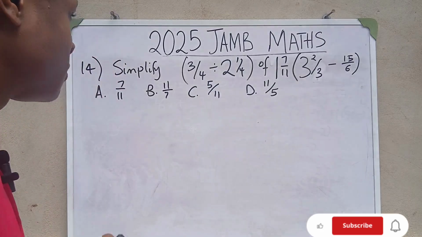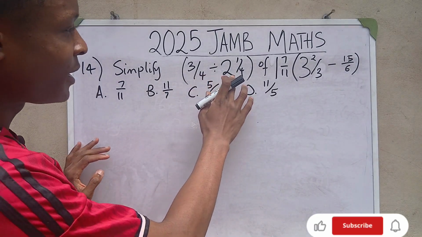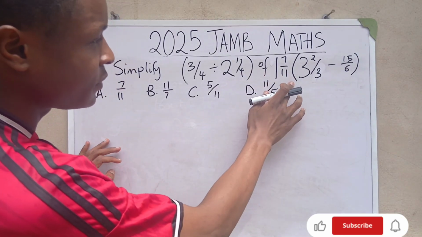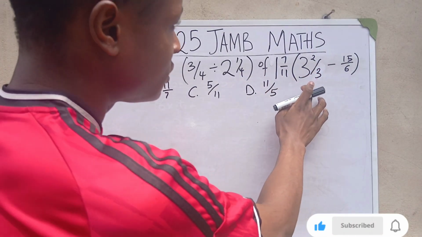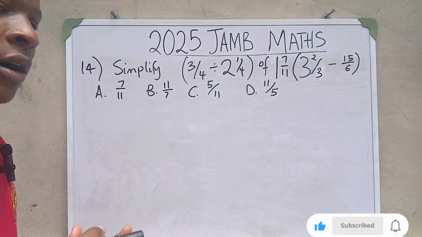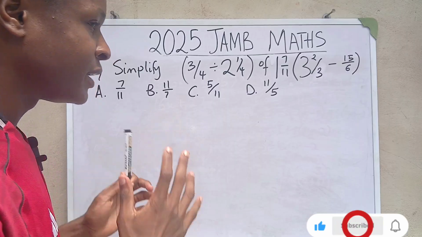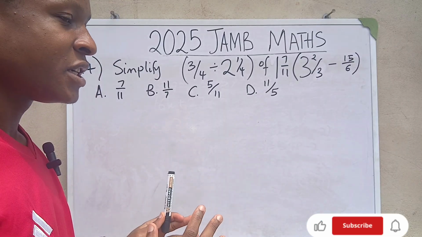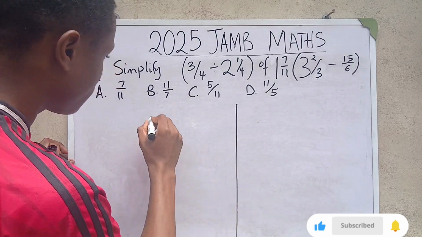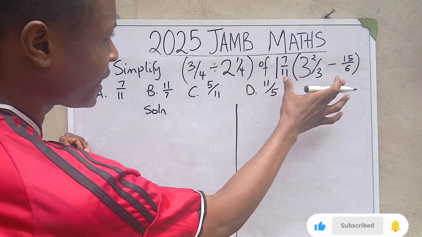So the 14th question says, simplify 3 over 4 divided by 2 whole number 1 over 4 of 1 whole number 7 over 11 into 3 whole number 2 over 5 minus 15 over 6. Now, for us to solve this properly, we have to use BODMAS: brackets, of, division, multiplication, addition, and subtraction. So, solution. Now, first, we start with the brackets.